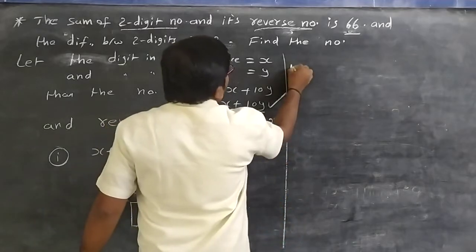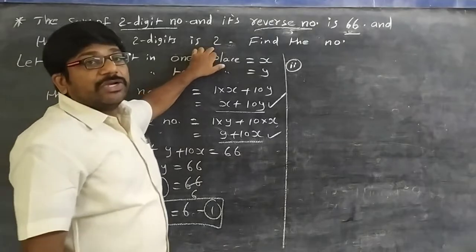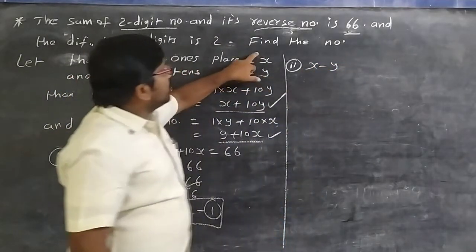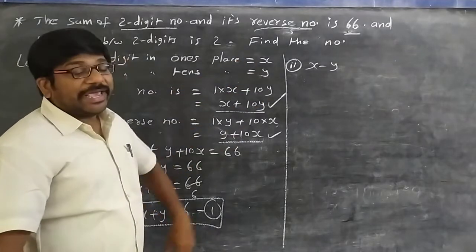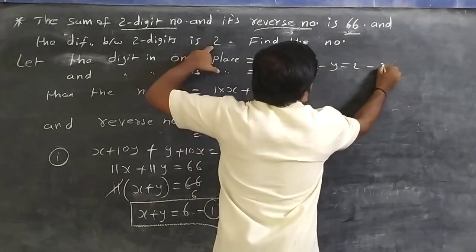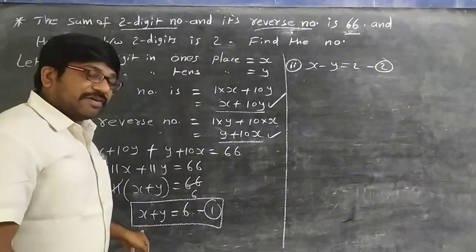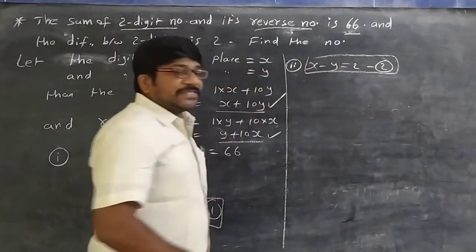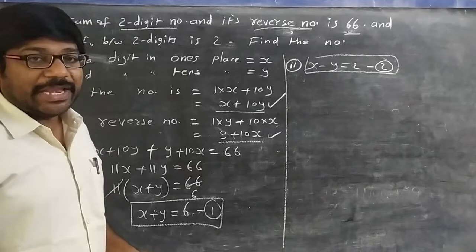The second condition was the difference between two digits is 2. That means x minus y. So it is ones place, it is tens place, right? The difference x minus y is equal to 2. That is equation 2, right? So now we got two equations, the first equation and the second equation. By solving the two equations, we get the x value and y value, right?